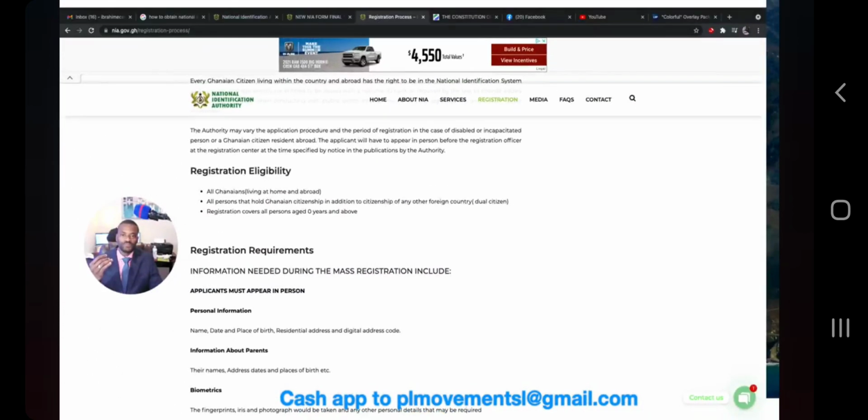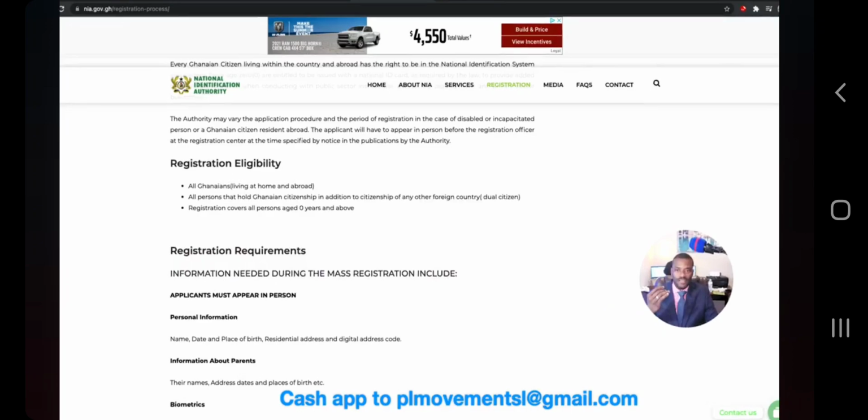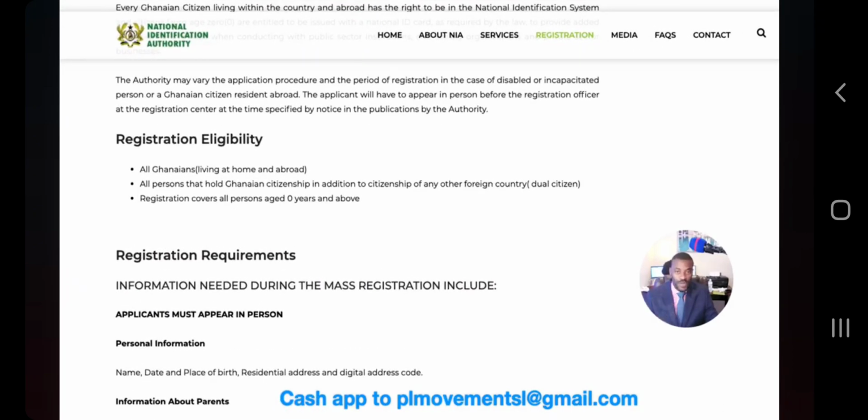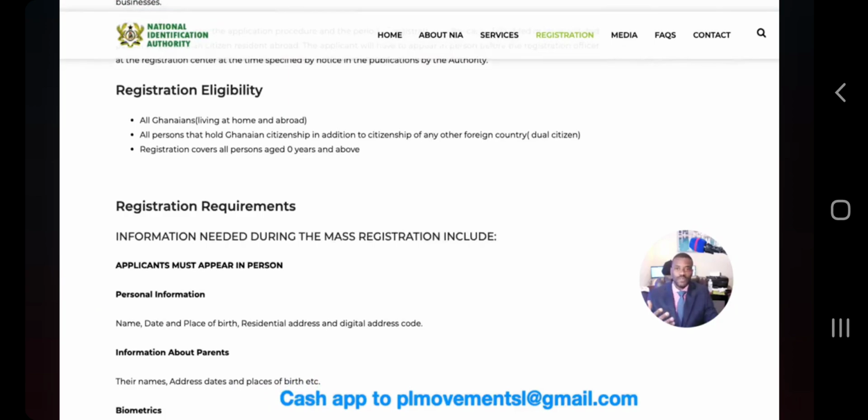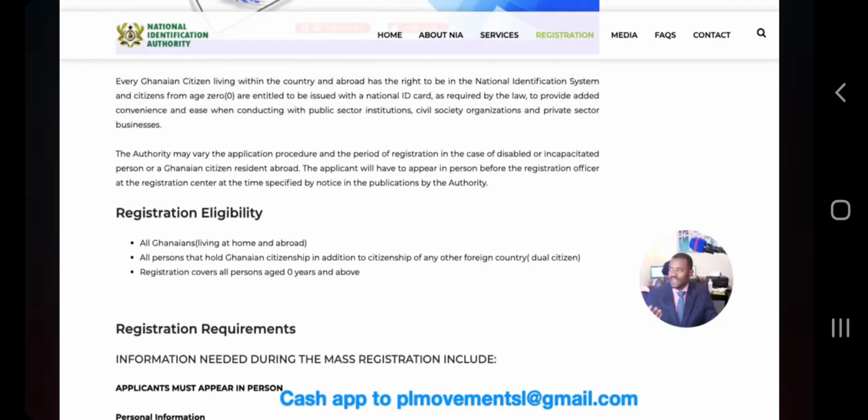These are some of the criteria for you to be able to register, to get registration eligibility, right? What it takes for you to have an ID card. So now, this reads, as you guys can see, this is the National Identification Authority of Ghana. Every Ghanaian citizen living within the country and abroad has the right to be in the National Identification System. And citizens from age 0 are entitled to be issued with a national ID card as required by the law to provide added convenience and ease when conducting business with public sector institutions, civil society organizations, and private sector businesses.